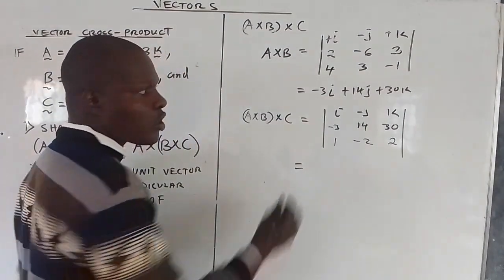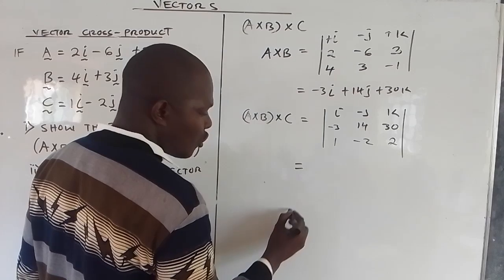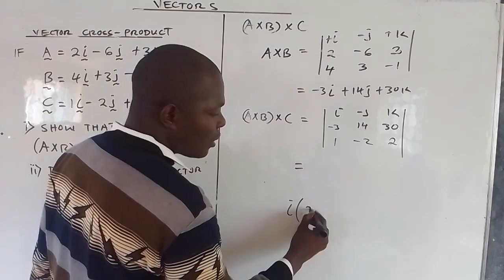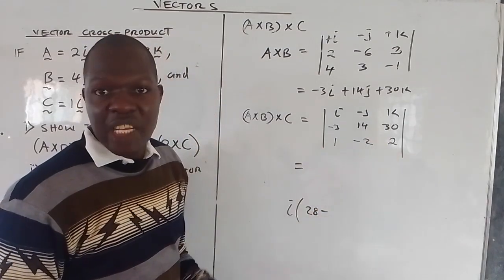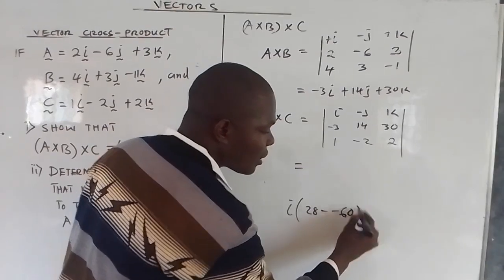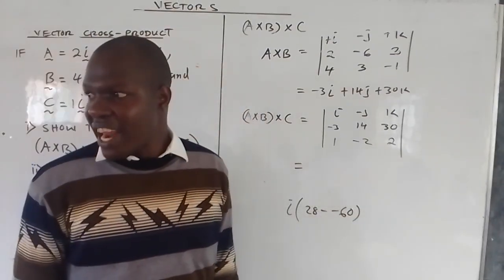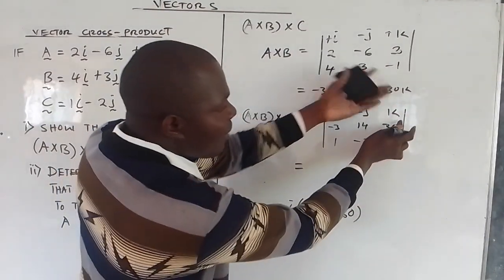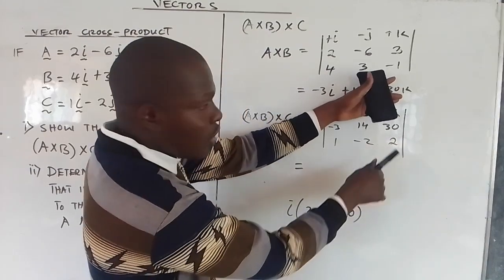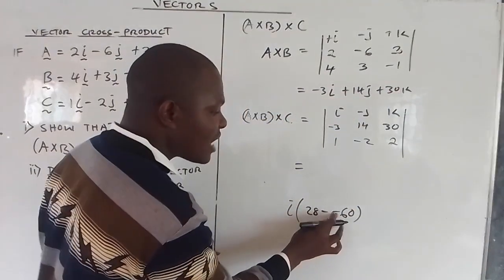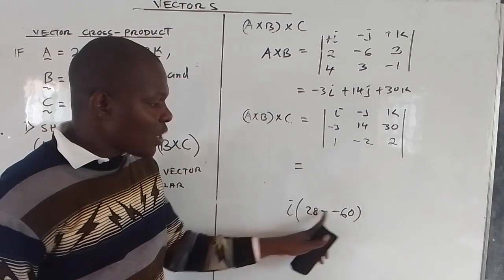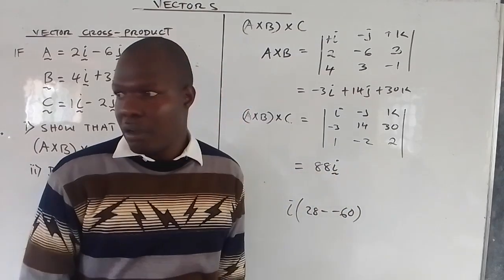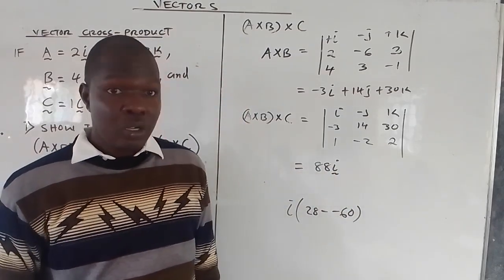So those who are doing it manually, start with i. Here we have i into, if you block the first row, first column, what do you remain with? 14 times 2, 28, minus 30 times negative 2, isn't it? It is the main diagonal minus the minor diagonal. Yes. i is in the first row, first column. So if you block the first row and the first column, these are the values you remain with, isn't it? Yes. 2 times 14 minus negative 2 times 30. So negative into negative is? Positive. So 28 plus 60? 88. So there you have 88i. Are we together? Yes. You have 88i.